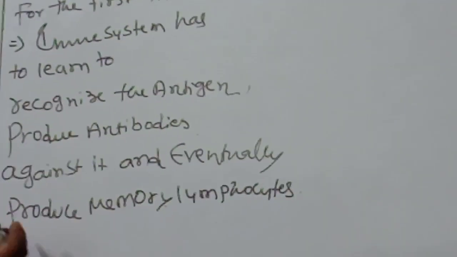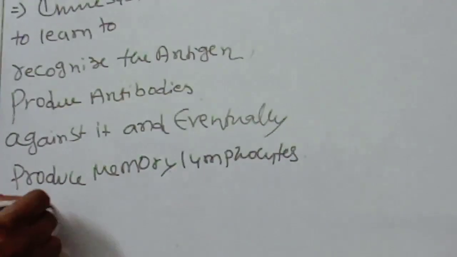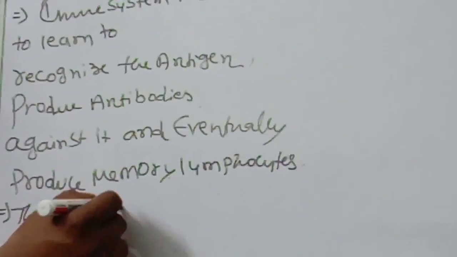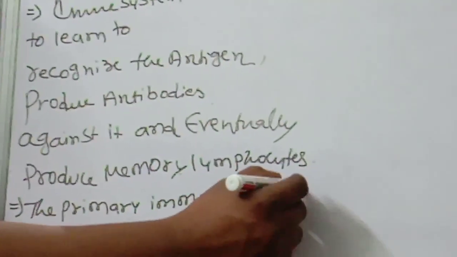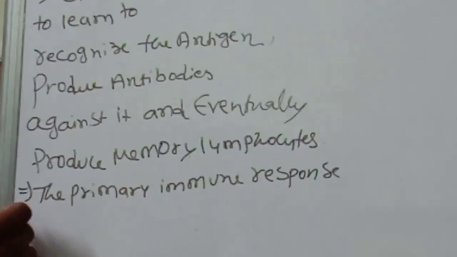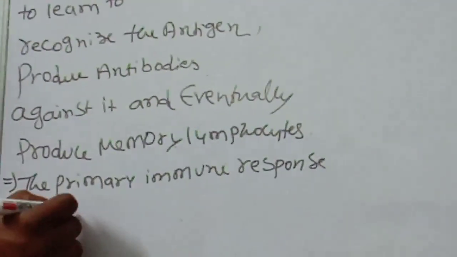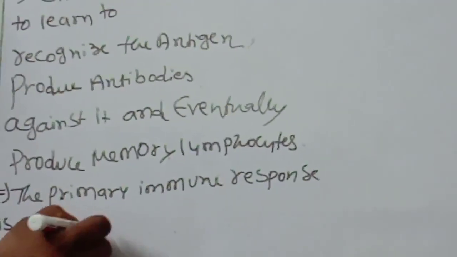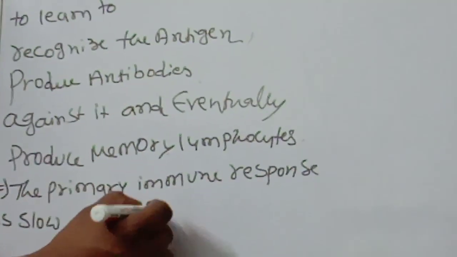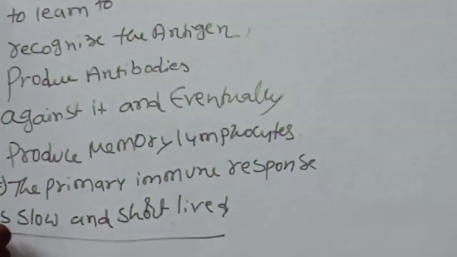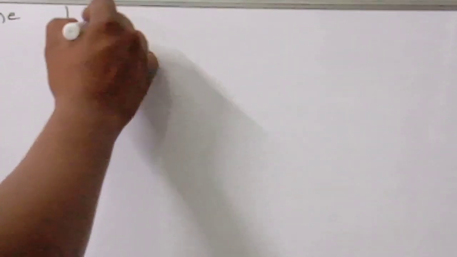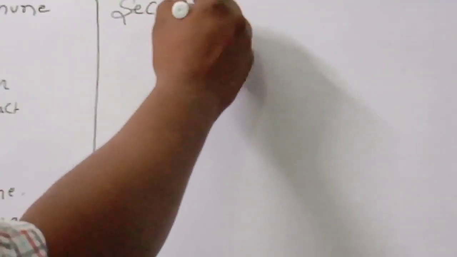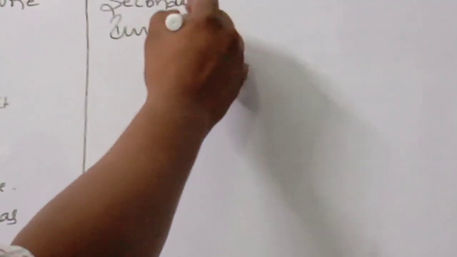Children, very important. The primary immune response is slow and short-lived. So it is very slow and short-lived. Next one, secondary immune response. What is called secondary immune response?